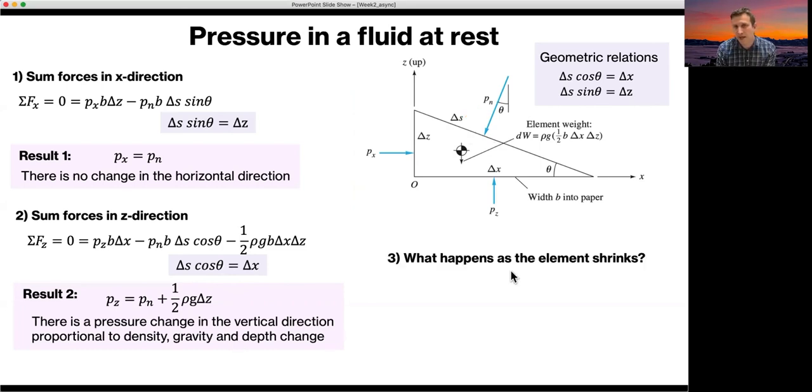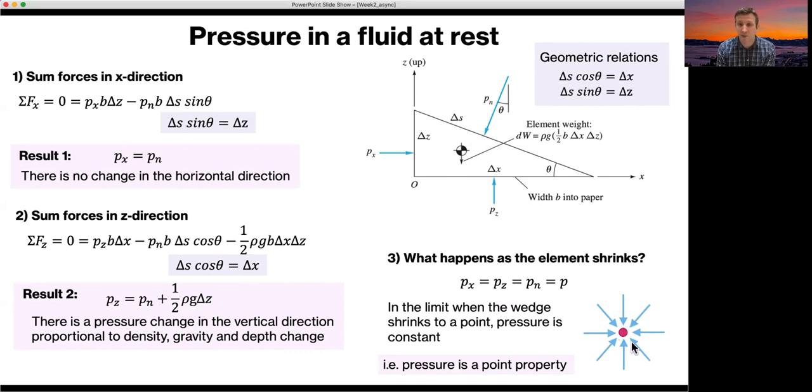And to prove that this is indeed a point quantity, we're going to consider what happens to these pressures, the pressures on each of these three faces, when we shrink the element from something which is finitely small to something infinitely small. So in the limit that we go to an infinitely small side, delta z, this term will vanish and we'll be left with pz is equal to pn. And we already know that pn is equal to px, so then we can say all three of those pressures are the same, and indeed it collapses to a point. So in the limit where the wedge shrinks to a point, pressure is constant because it's a point property.